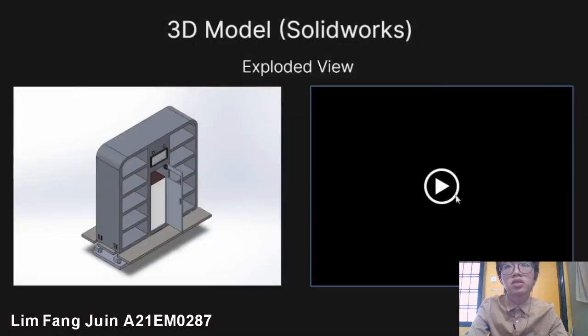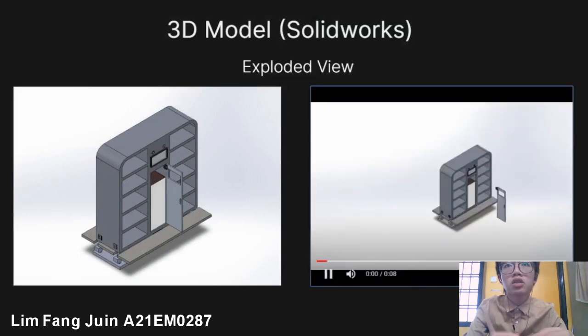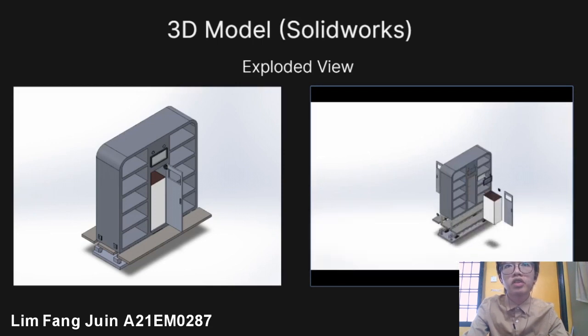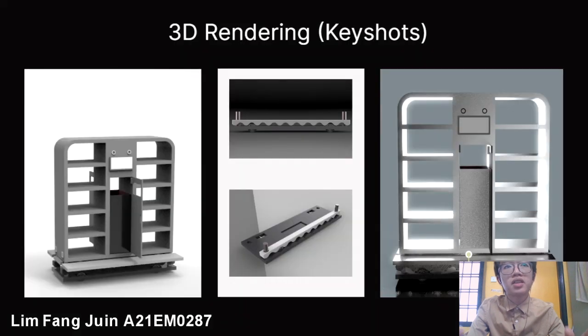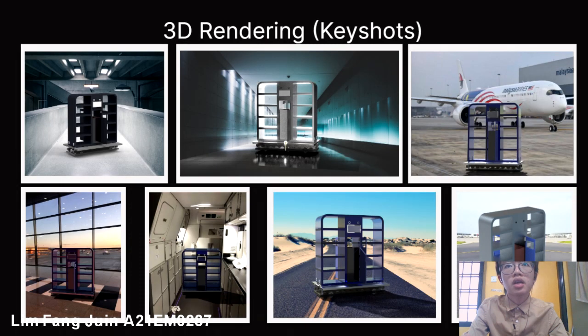After having our final concept drawing, we are able to produce several 3D models, bringing us closer to producing an actual product. With the 3D model, we produce several animations such as the exploded view and also the motion study for the braking system. To make our product more convincing and realistic, we have created multiple 3D renderings in KeyShot. Here are all the 3D renderings that we did. We have the cabin situated in different locations, such as alleyway, taxiway, airport, and on a commercial aircraft.